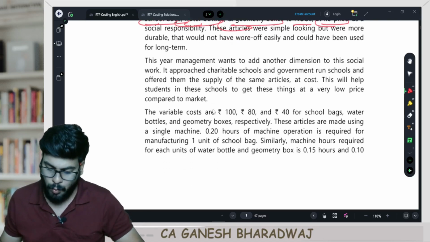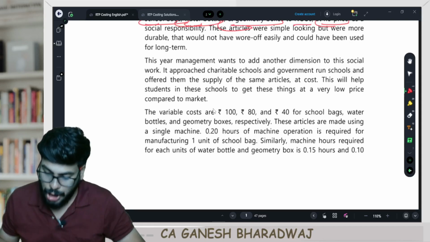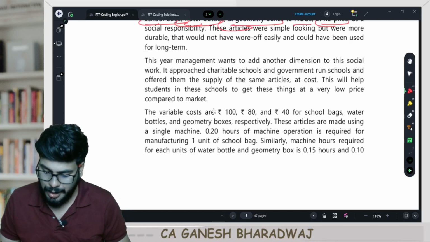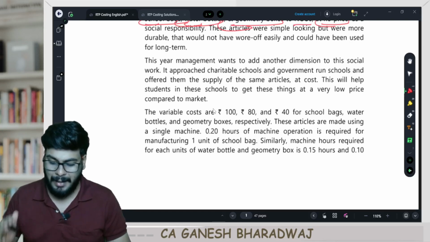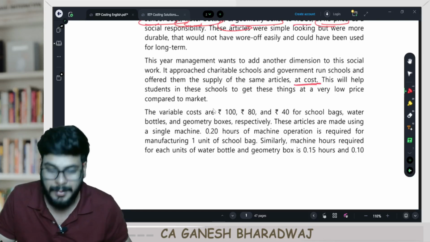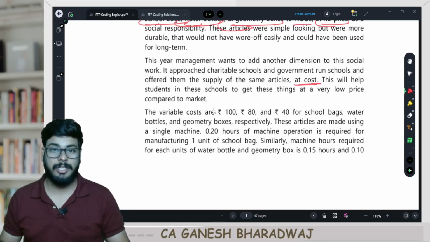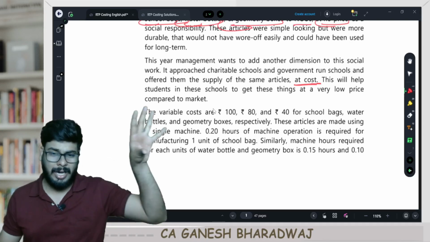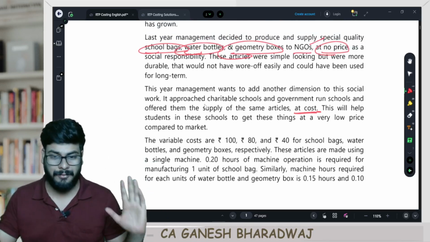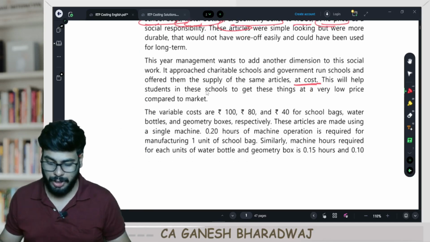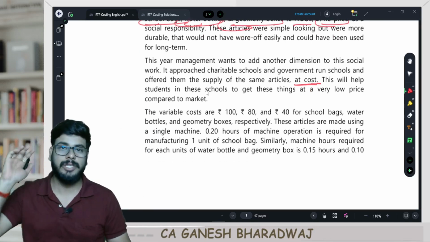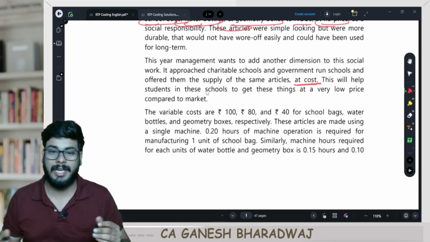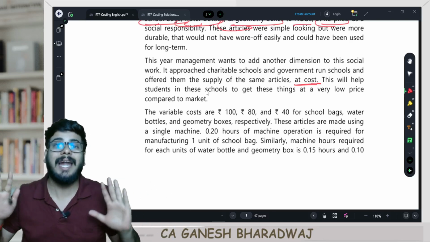This year, the management wants to add another dimension to this social work. It approached charitable schools and government-run schools and offered them to supply the same articles at cost. Okay, underline this. So now what they are trying to do this year as a part of their social responsibility, what they want to do. So last year they were supplying to NGOs free of cost. This year, they are going to approach some schools, and to these schools, the same 3 products that they are dealing in, they are going to supply it, but at cost.